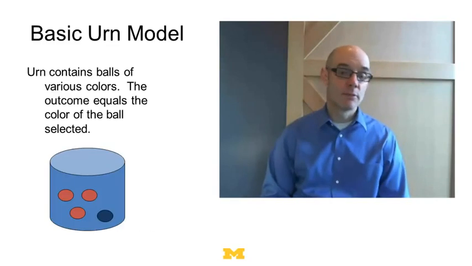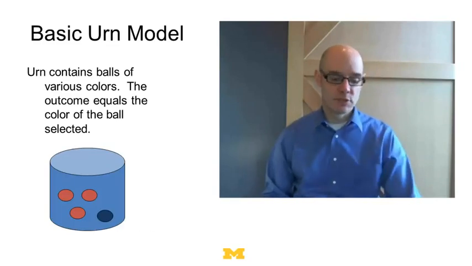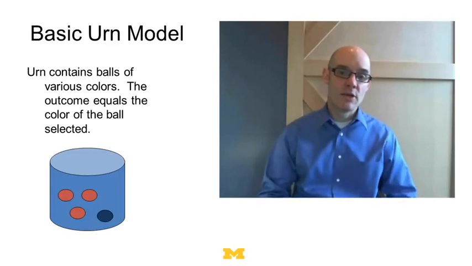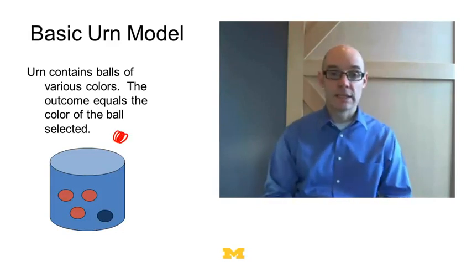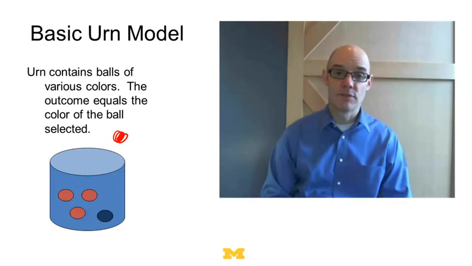So what is an urn model? An urn model is really simple. You've just got an urn. It contains blue balls and it contains red balls. And you pick balls out of the urn. So I might reach in this urn and I might pick out a red ball. That's it. And then there's the probability of picking out balls of different color.